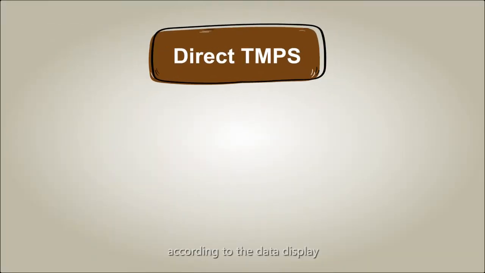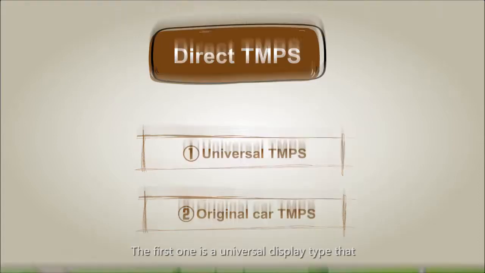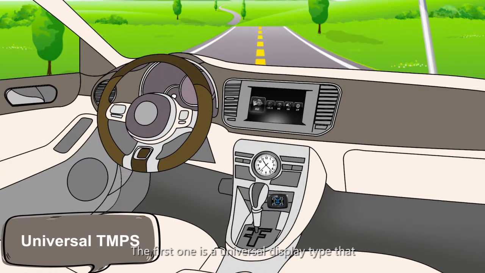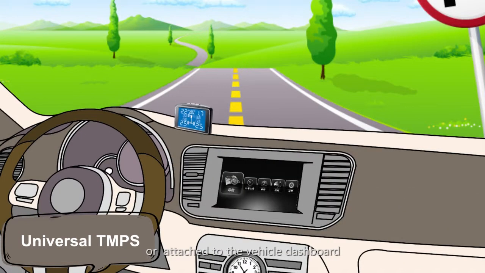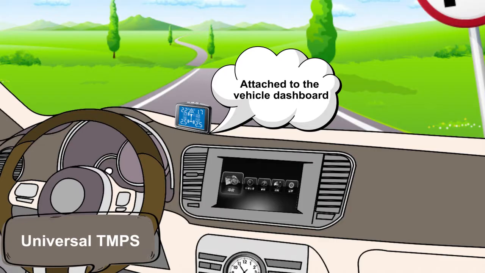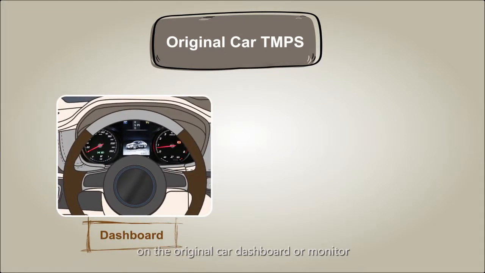As for the ways of data display, direct TPMS can be of 2 types. The first one is a universal display type, where the monitor is plugged into the cigarette lighter or attached to the vehicle dashboard. The second displays the tire pressure data on the original car dashboard or monitor.